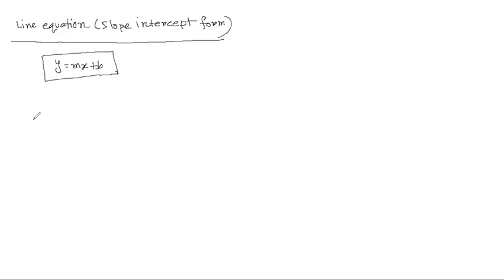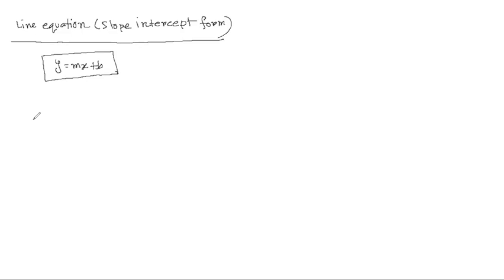Hello everyone. Today's topic is converting a line equation into slope-intercept form. This is one of the fundamentals for a straight line equation. So we'll be starting off with this, and the formula for slope-intercept form is y equals mx plus b.